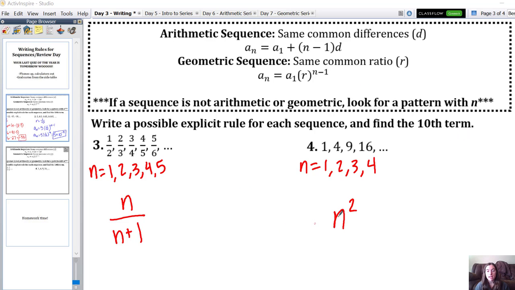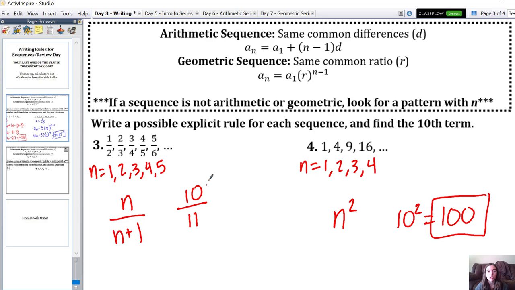So now let's actually find that 10th term. So here, n is 10, so we need 10 squared, which is 100. That is the 10th term in this sequence. From number 3, if n was 10, we would have 10 over 10 plus 1, which is 11. That would be the 10th term here.